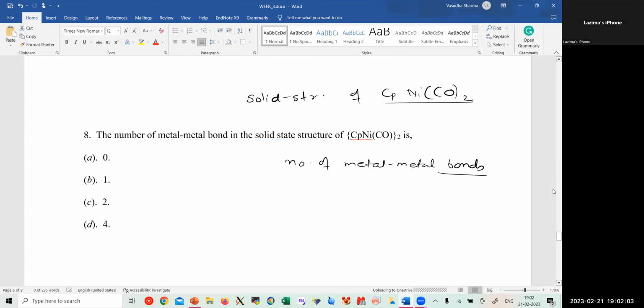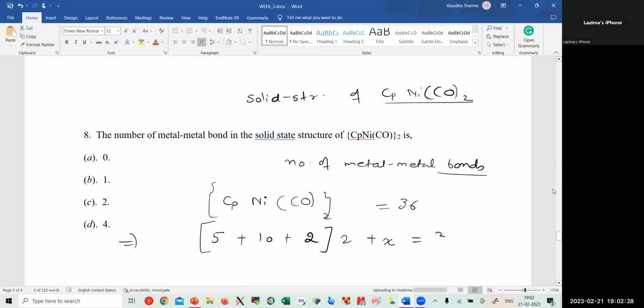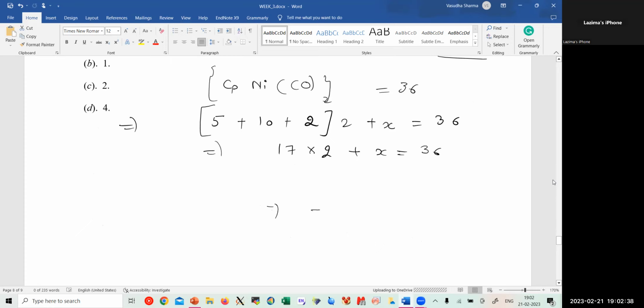Firstly, again, we need to calculate the total electron count, and the contribution from the Cp is 2 by 2, because outside it's 2, and we consider the number of metal-metal bonds as x, for 36. So this will be 17 electrons multiplied by 2 plus x equals 36. 34 plus x equals 36, and x equals 2.